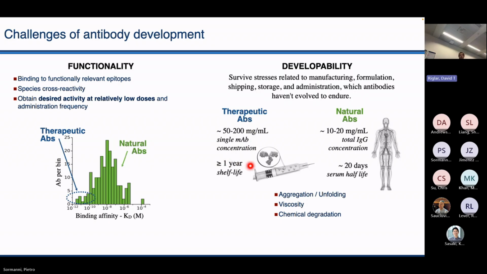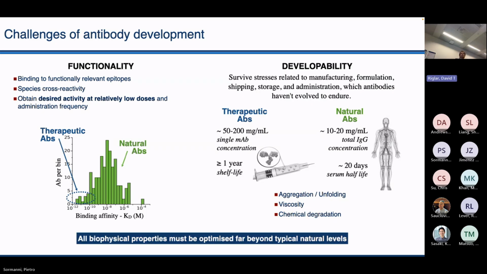These numbers put a strong pressure on this molecule, and the challenges there are aggregation and unfolding, viscosity when you want to inject, and also chemical degradation. So the bottom line of these facts is that to take an antibody and turn it into a therapeutic, what you usually need to do is push most of the biophysical properties beyond the typical natural level, beyond the typical average. So either you do it by engineering or you do it by screening a lot of antibodies until you find that one needle in the haystack that ticks all these boxes.